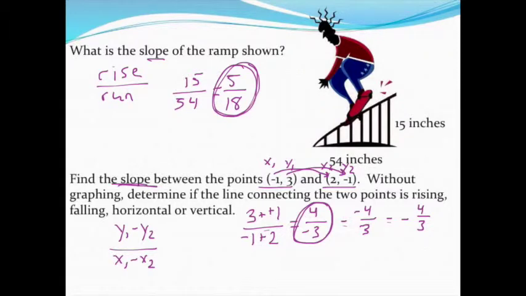They asked us to find out if that line was rising or falling, basically increasing or decreasing, or whether it was horizontal or vertical. A negative slope is going to be a line that is decreasing left to right, so I'll say this line is falling or decreasing left to right.